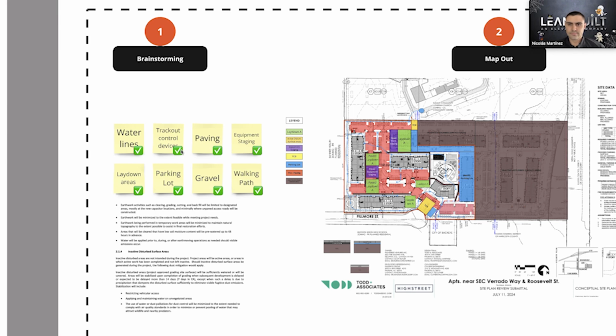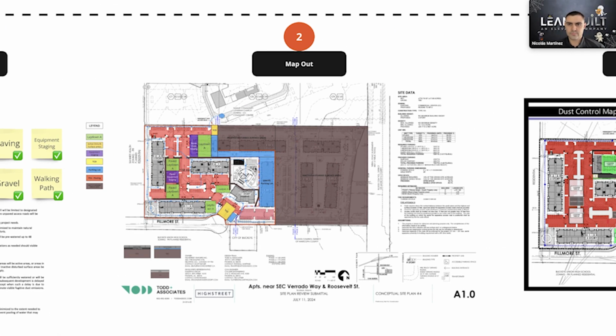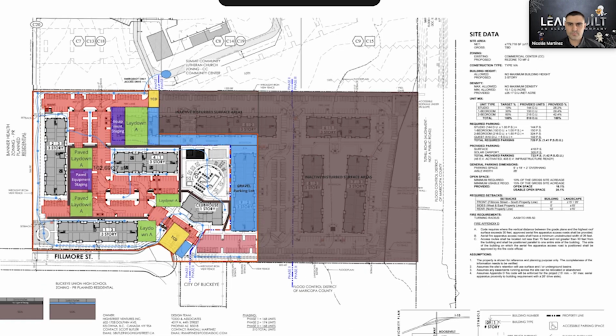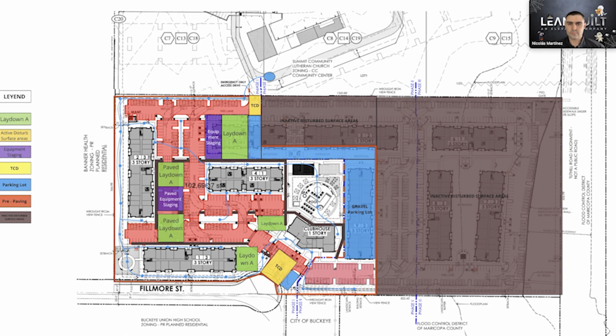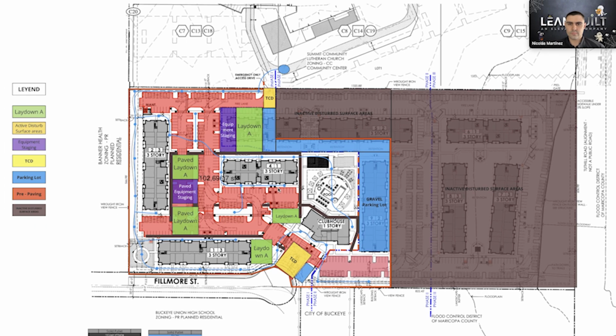I love it. Okay, so we just came together. We've got water lines, track out, paving, gravel. We've got a bunch of different things that we know we're going to need. So we've started to do a little bit of research as far as what those are as well, right? That's correct. That's awesome. Okay, then we took a site map, I see here, and we started to create a little bit of this dust control plan. Can you walk me through that?